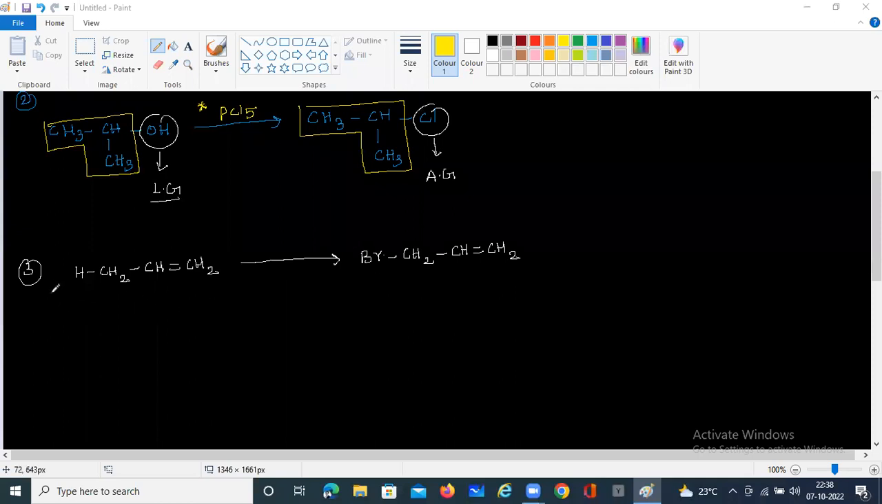See beta, in the third example, what we are observing. Could you guess the name of the compound? Just please think once. Just pause the video and think about it. Okay, this one. This one is known as what? Vinyl.